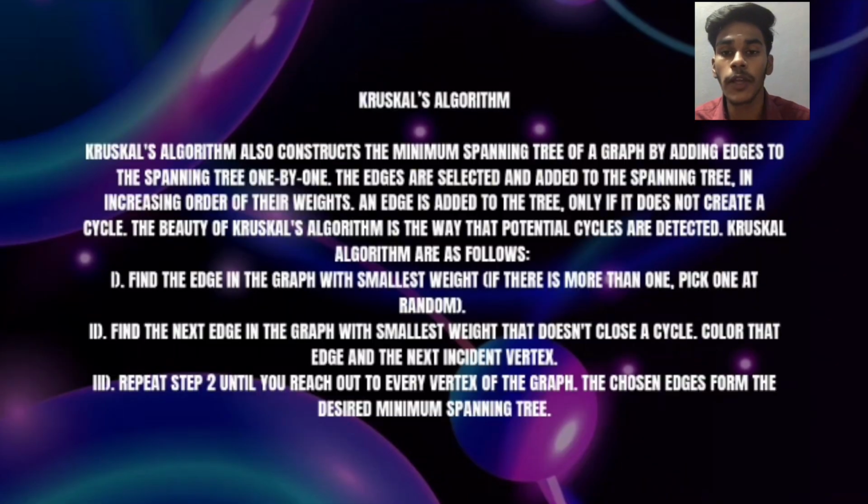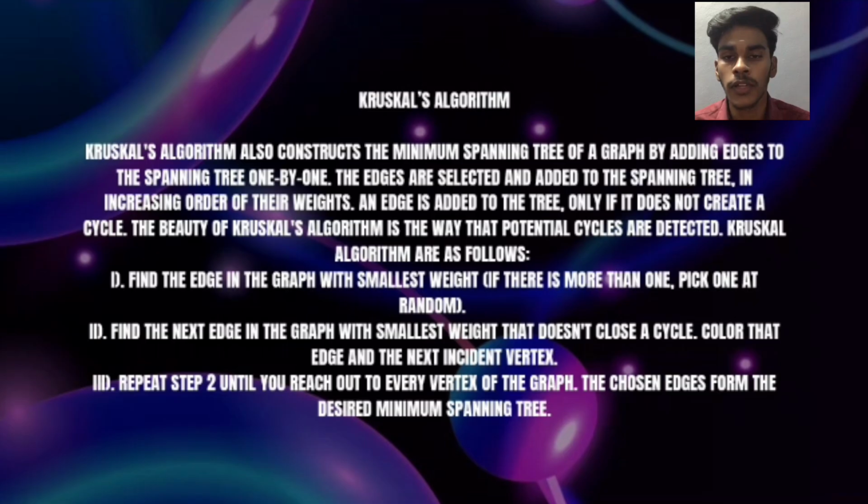Hello everyone, today I'm going to talk about Kruskal's algorithm and the steps of Kruskal's algorithm. Kruskal's algorithm also constructs the minimum spanning tree of a graph by adding edges to the spanning tree one by one. The edges are selected and added to the spanning tree in increasing order of their weights. An edge is added to the tree only if it does not create a cycle. The beauty of Kruskal's algorithm is the way that potential cycles are detected.